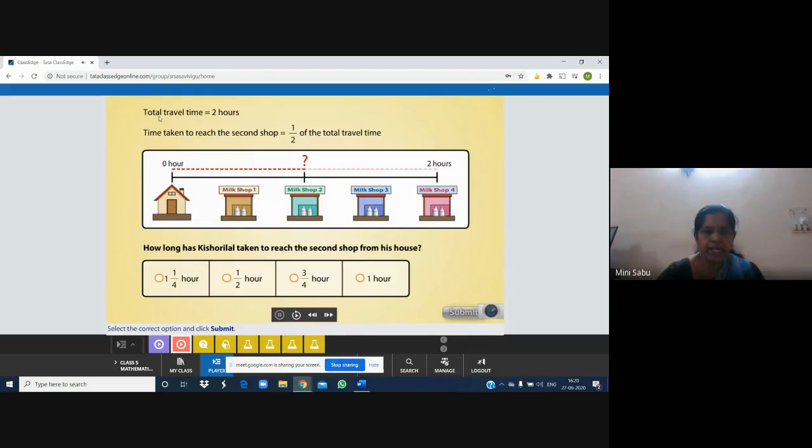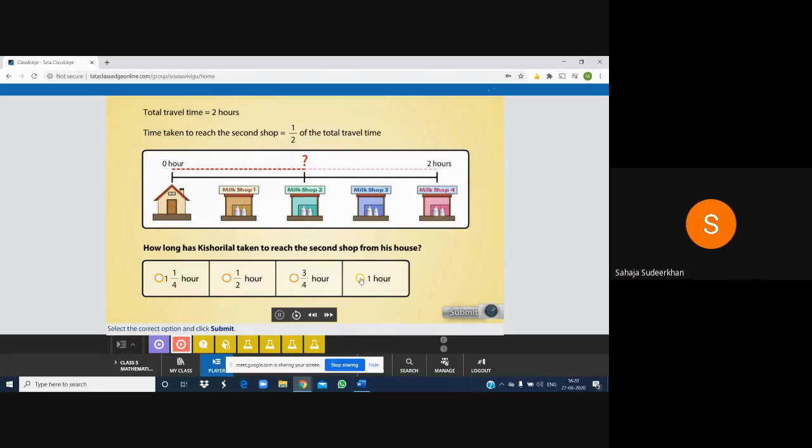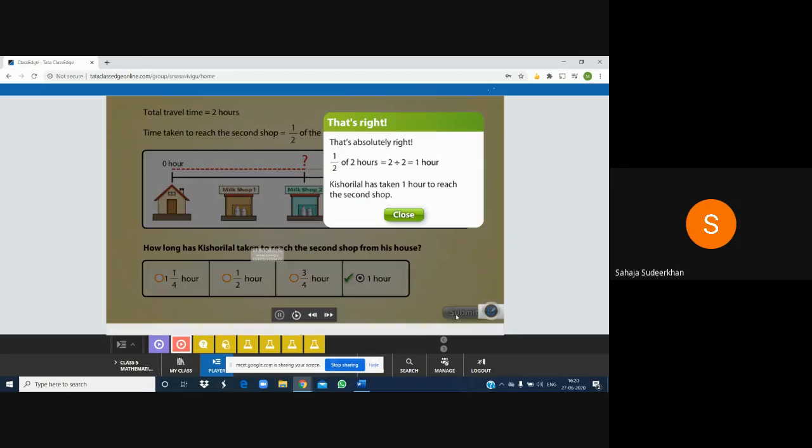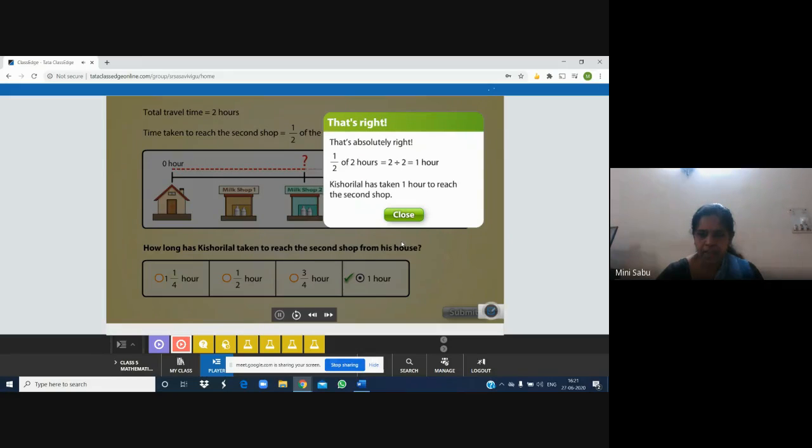Okay, children, total travel time is 2 hours and the time taken to reach the second shop is half of the total travel time. Half of the time means half of 2 hours. Half of 2 hours is how many hours? Do you see an option like this here? Half of 2 is 1. Let us select this: 1 hour. Absolutely right. Kishorilal has taken 1 hour to reach the second shop. I told you, see, half of 2 hours, 2 divided by 2, is 1 hour. Understood or not?